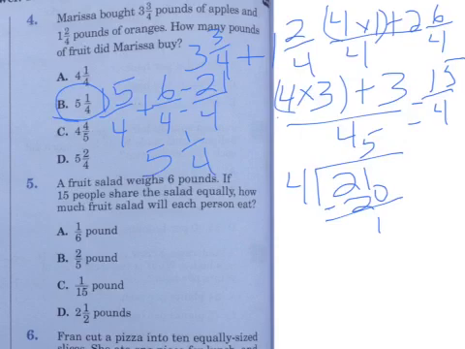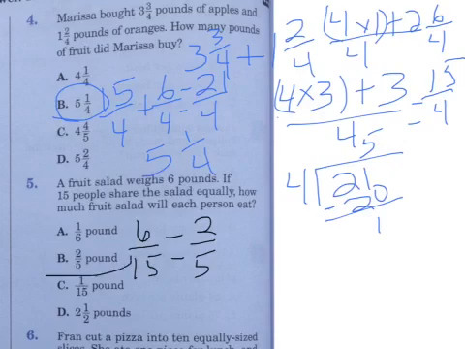So we're going to simply write this fraction out right here as 6 over 15. Now we can reduce this because these will both reduce by 3. So we're going to say 6 divided by 3 is going to give us 2. And then 3 will divide into 15 5 times. And so that's going to give us 2/5 of a pound. And so number 5 is going to be B.